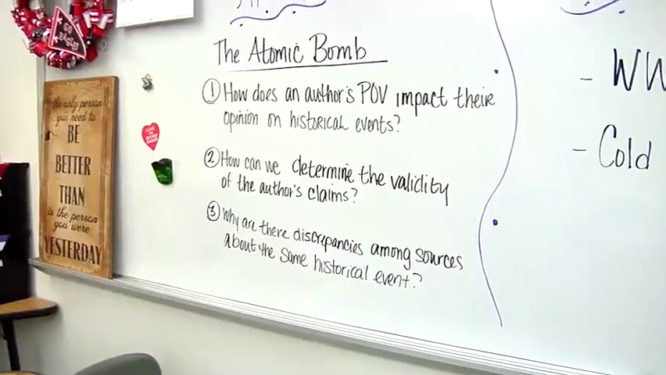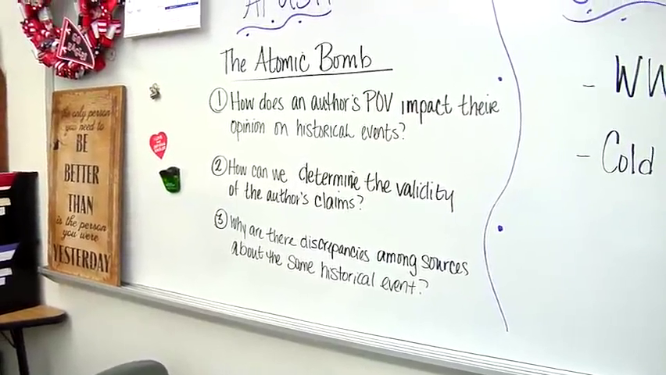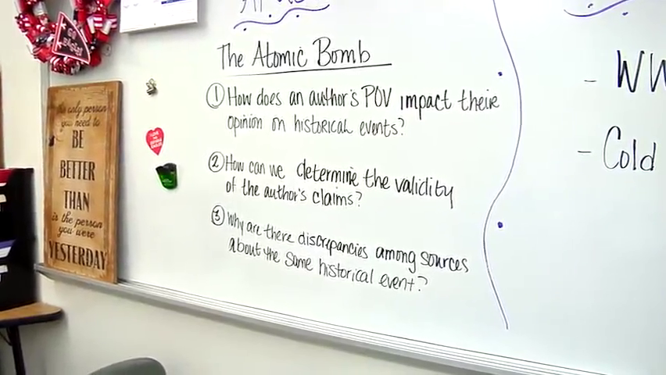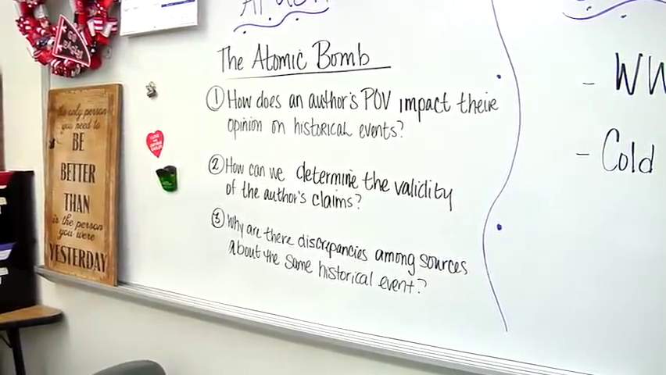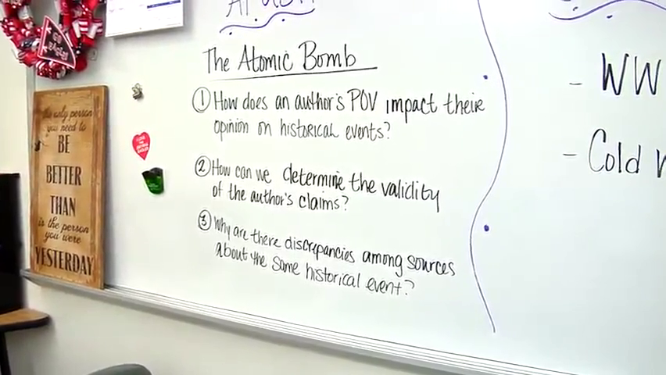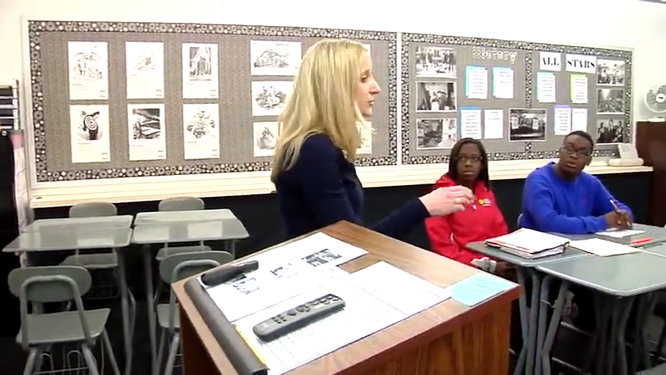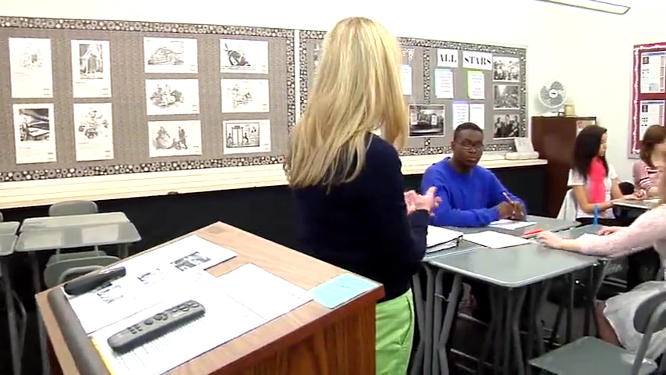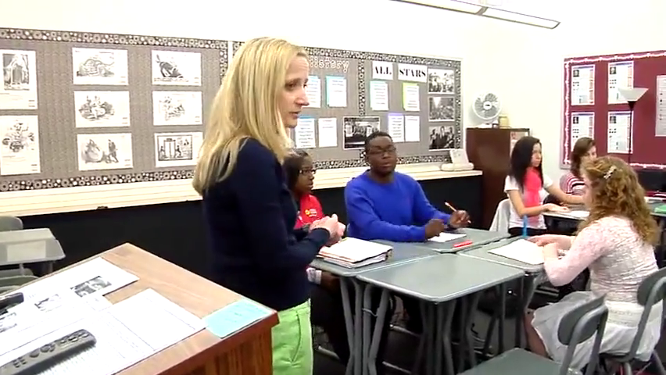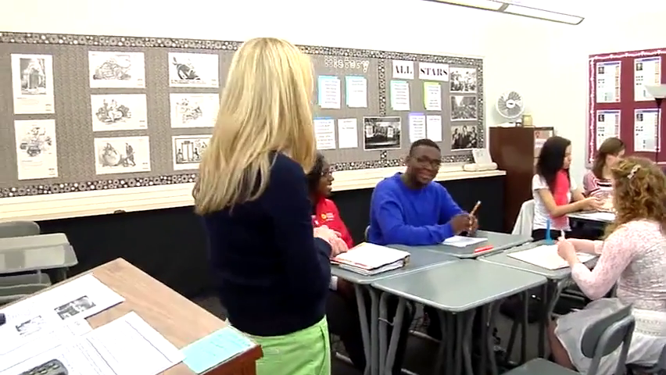Number two, how can we determine the validity of the author's claims? And number three, why are there discrepancies among sources about the same historical event? To start this, we're going to look at a video, a short one, on the atomic bomb. In your folders, you're going to see Diaries. This unit is one on World War II.